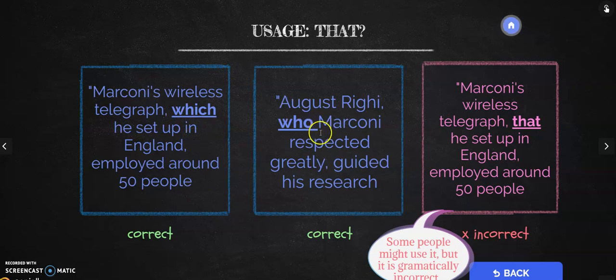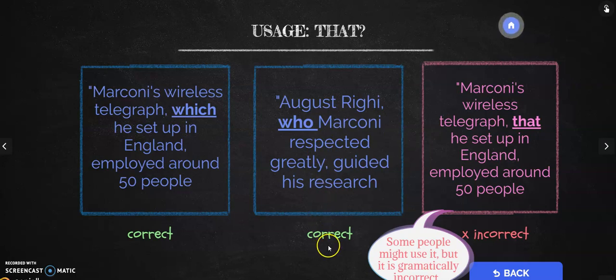All right? The same thing goes in this case. Auguste Righet, who Marconi respected greatly, guided his research. So in this case, I'm just adding extra information that we don't need to make sense of the main clause. All right?